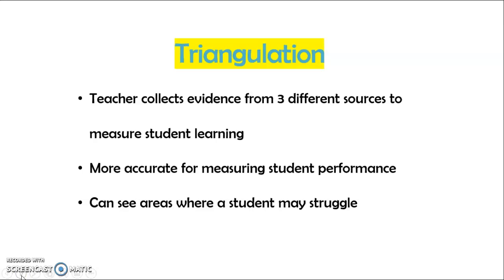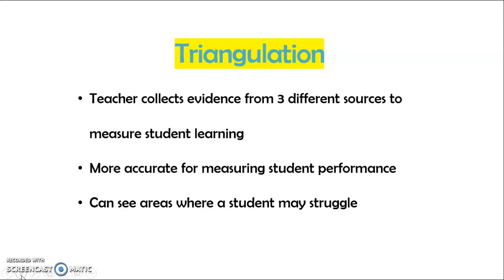Next, we're going to talk about triangulation. Triangulation is when a teacher uses 3 different sources to measure student learning. The point of this is to get a more accurate measure of student performance. So if you test them only using one method, and if they're bad in that one particular method, it's not going to be an accurate representation of how they're actually doing in that content area.